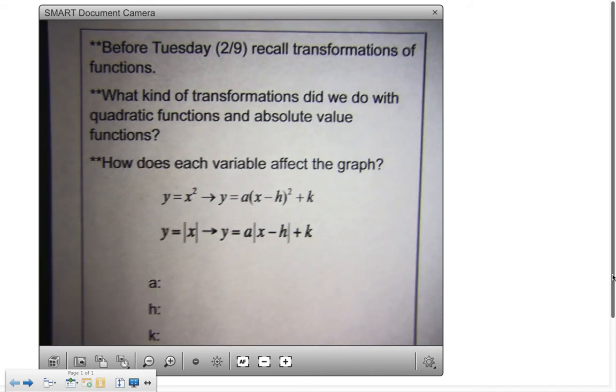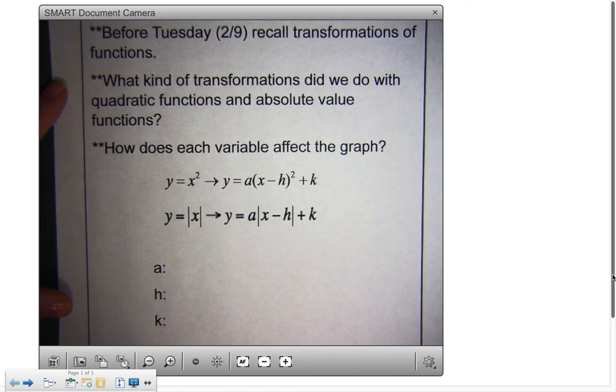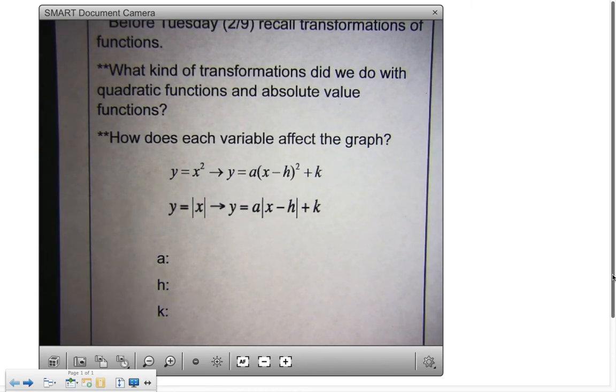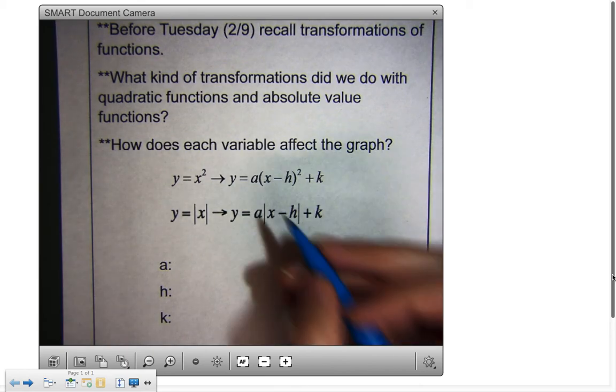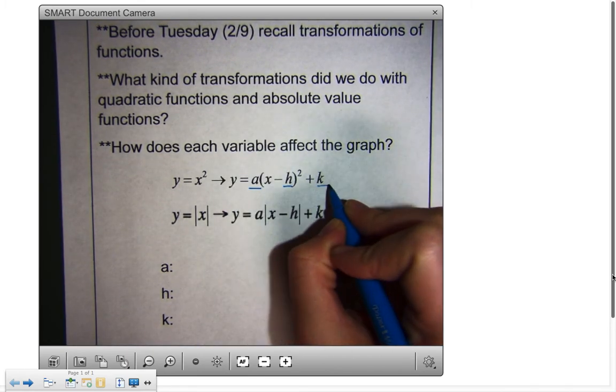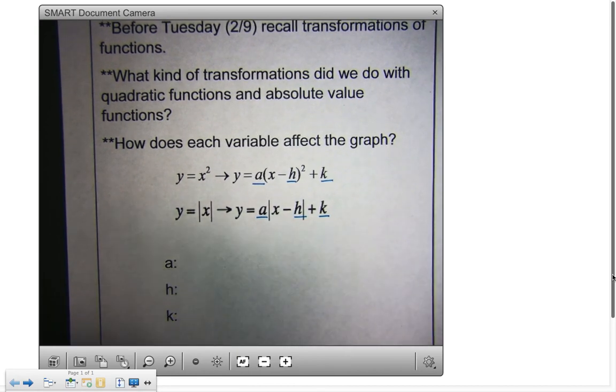All right, so before you come in tomorrow, I want you to remember the rules for transformations of functions. What kind of transformations did we do with quadratic and absolute value? And how does each variable affect the graph? So I want you to remember what A, H, and K do to the graph of translated functions.